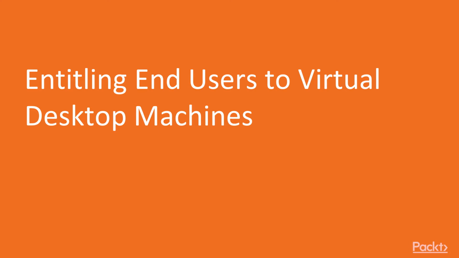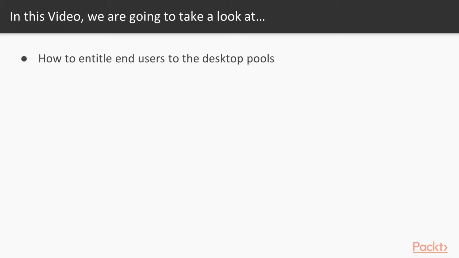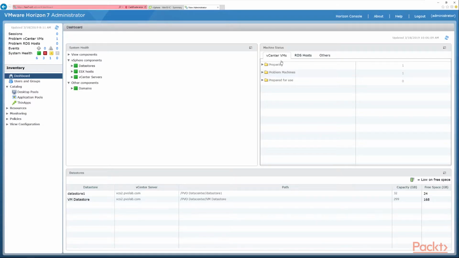In this video we're going to start entitling end users to desktop pools. So we're going to entitle the end users to the newly created desktop pools. This means that they will have access to the desktop pools and the desktops within them. So our final task is to actually entitle end users to these newly created desktop pools so that they can actually log in to the pool and the desktops within the pool.